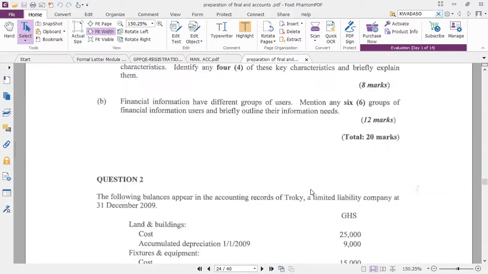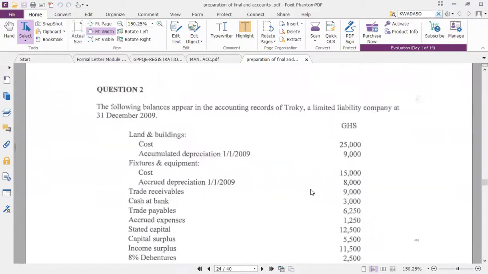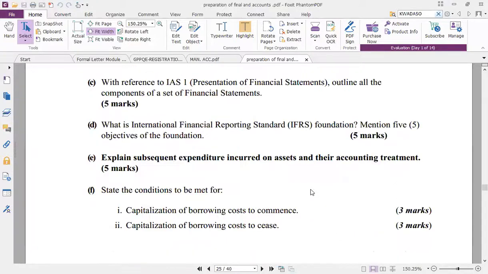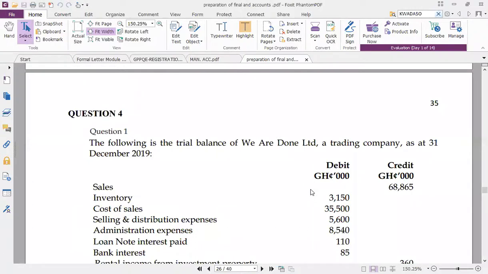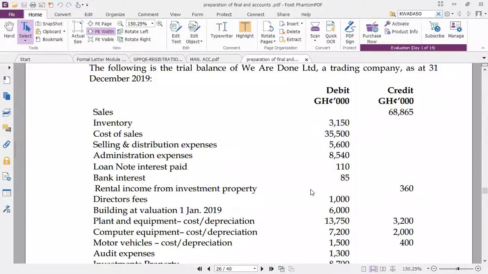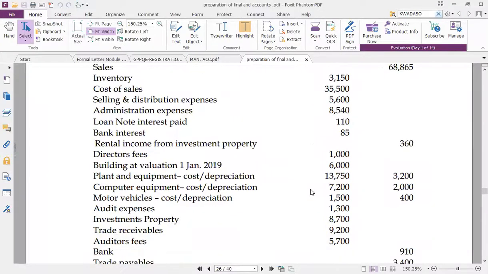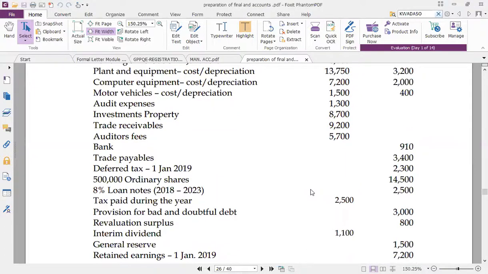Tutorial question 1 is there. Question 2 is also there. Tutorial question 3 is also there. And when you go to tutorial question 4, you can see one there. That suggests that we are done with profit and loss. That one is yours. That one has video available. I'll forward you the link to that solution.